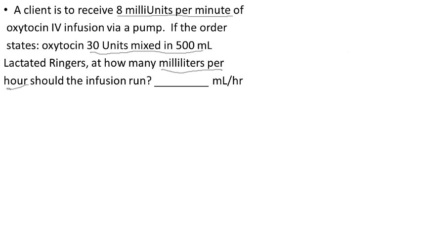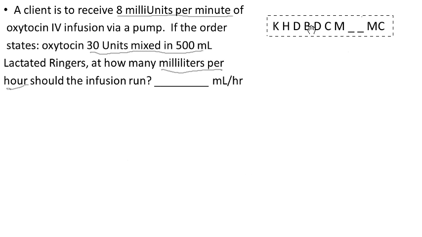So what I need to do is remember my metric line. And so I have here my metric line. King Henry died by drinking chocolate milk full of microorganisms. Currently, my label is milli, and I want to go to the base label, which has no prefix, in this case would be units.